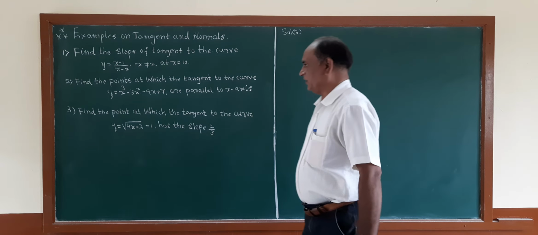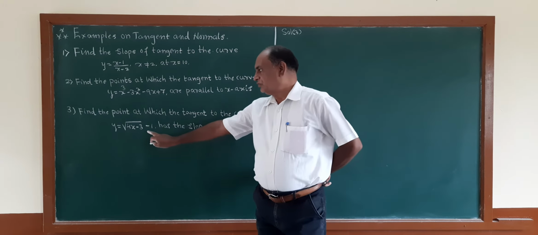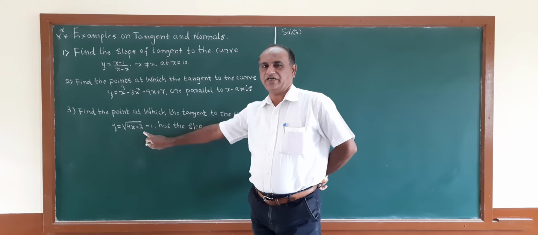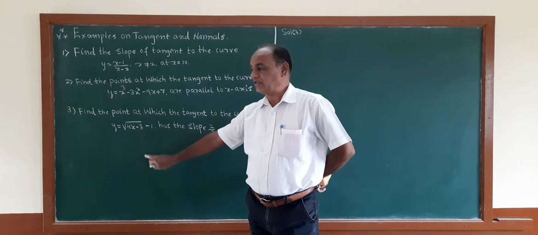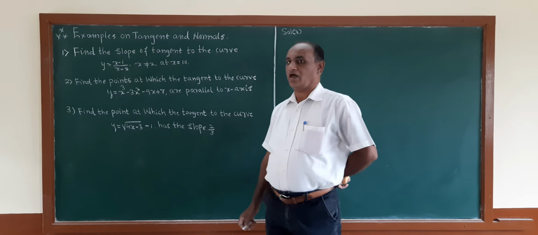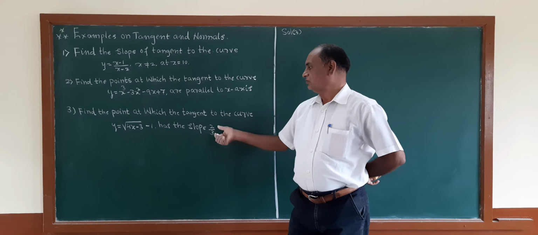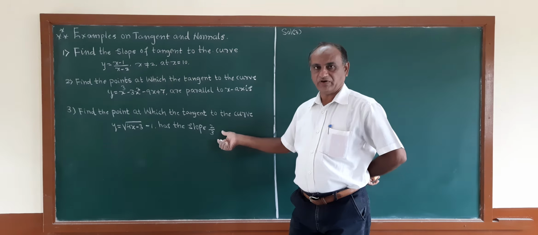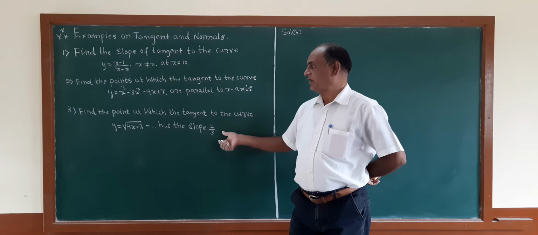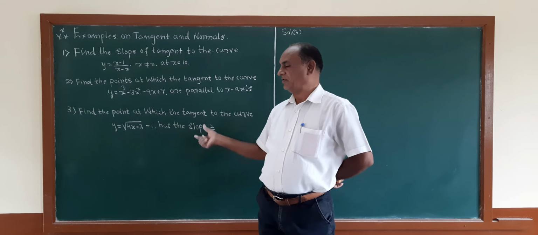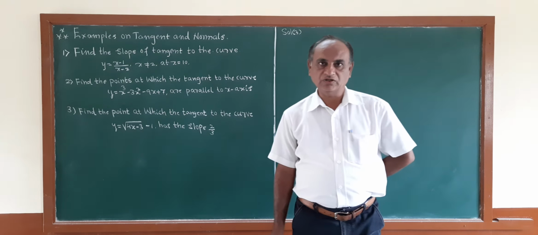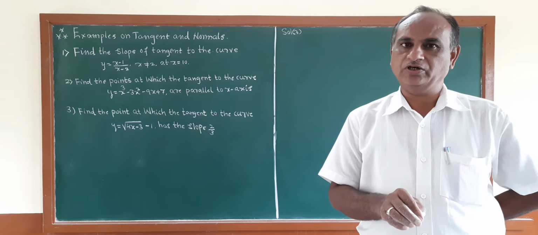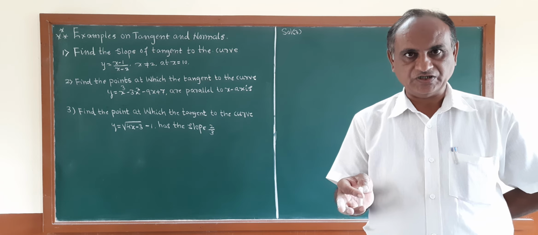So the problem procedure: first, you have to write dy divided by dx. dy by dx indicates the slope of the tangent. The slope is given as 2 divided by 3. So 2 divided by 3 equals dy by dx. Simplify it, and then we get the x value. Substituting that x value in the curve, we get the y value.